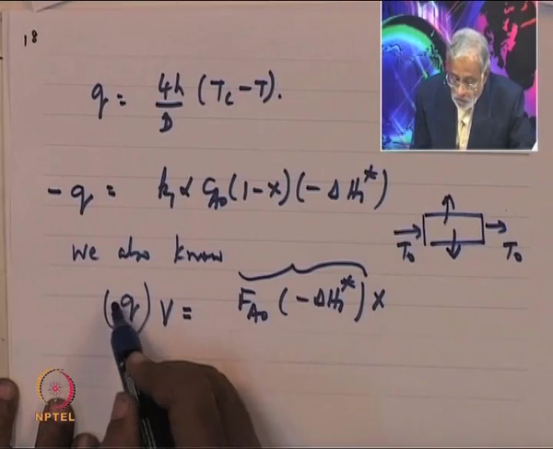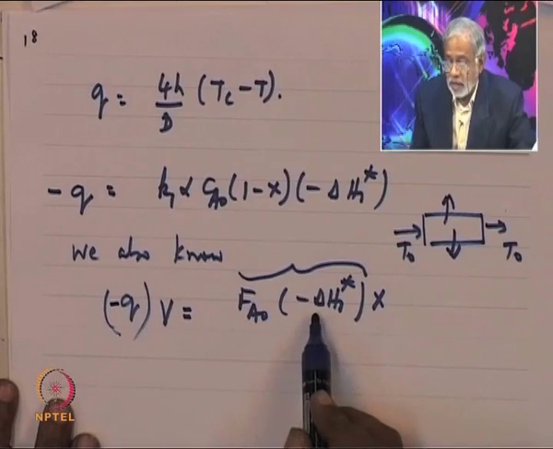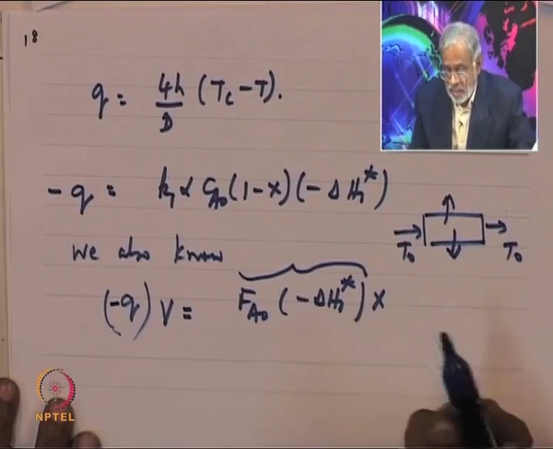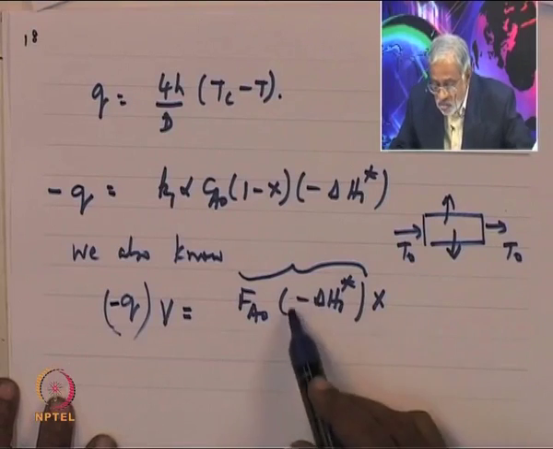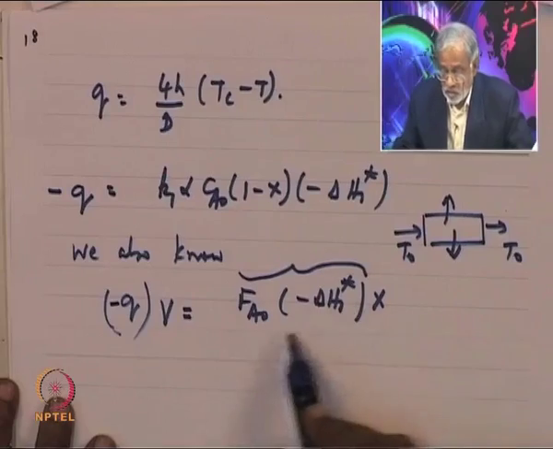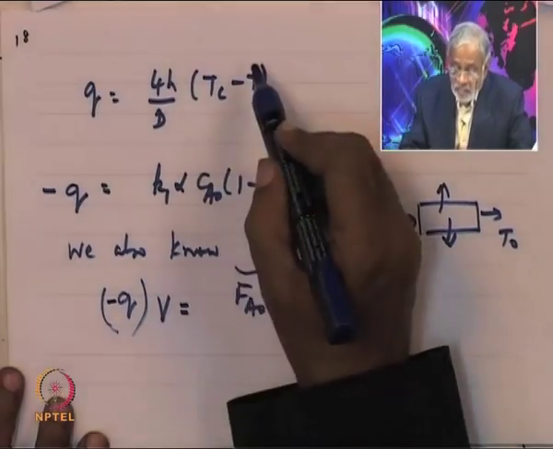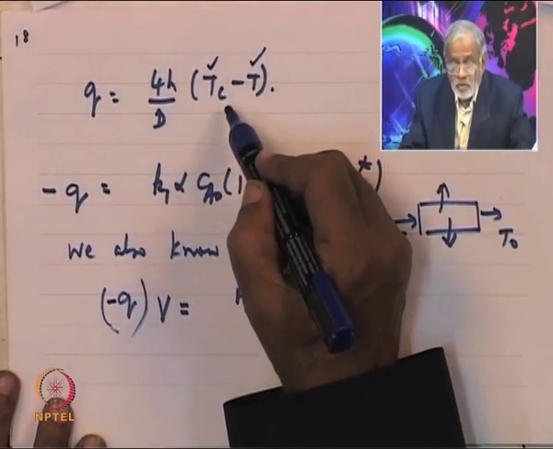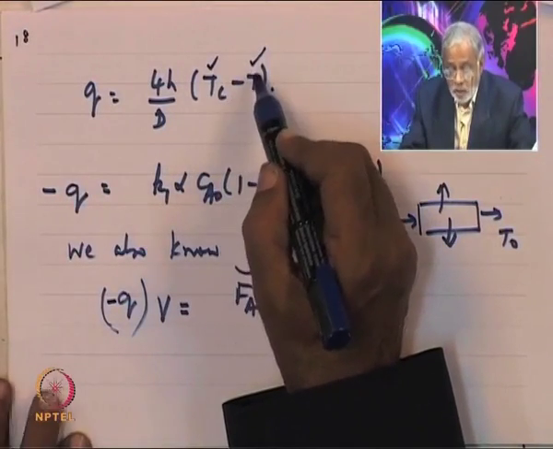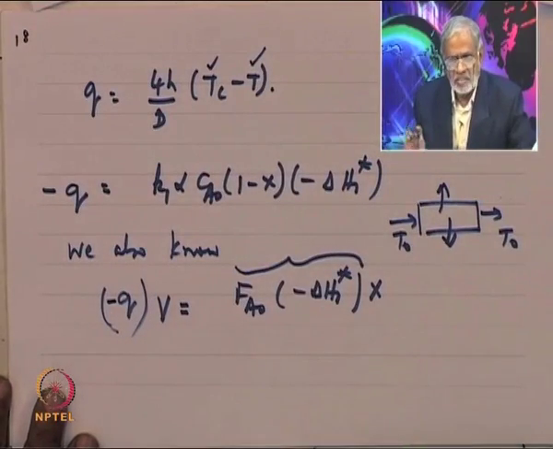Q times V, I put a minus sign here, okay. Q times V equals F A 0 times delta H 1 star times X. Let us understand whether this is consistent. Minus delta H 1 star is positive for an exothermic reaction, so the right hand side is positive. On the left hand side, T is greater than T C for the system where there is cooling, so this is also positive. So, it is quite consistent.